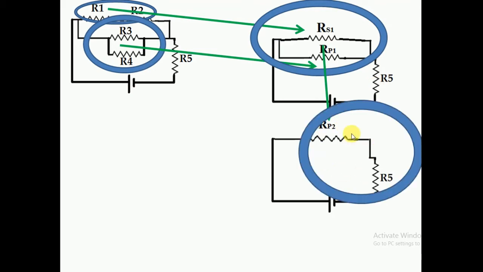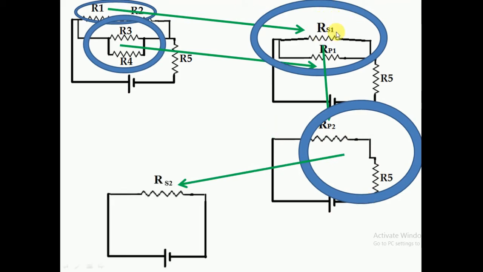Now for the third part, I can see Rp2 and R5 are in series, along one line. So I'm writing R series for them. R series 1 I've already used, so I'll write R series 2. Now this is only one resistor, so I've got the equivalent circuit, and I can use Ohm's law here. This is how I solve the diagram. If I see a complicated circuit, I look for simple parallel and simple series combinations and keep simplifying the circuit until I get one resistor, which is the equivalent resistance or equivalent circuit.